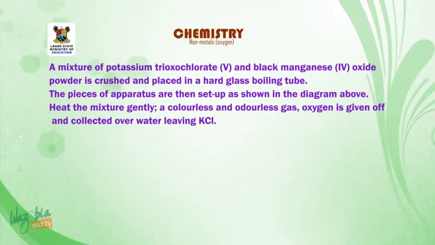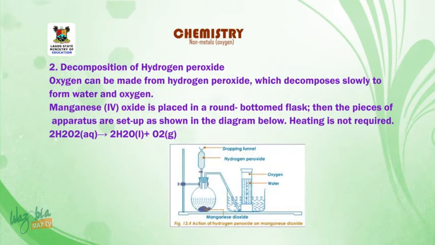KCl. Number 2 method of preparing oxygen in the lab is by decomposition of hydrogen peroxide. Oxygen can be made from hydrogen peroxide, which decomposes slowly to form water and oxygen. Manganese 4 oxide is placed in a round bottom flask. Then the pieces of apparatus are set up as shown in the diagram below. In this preparation, heating is not required.